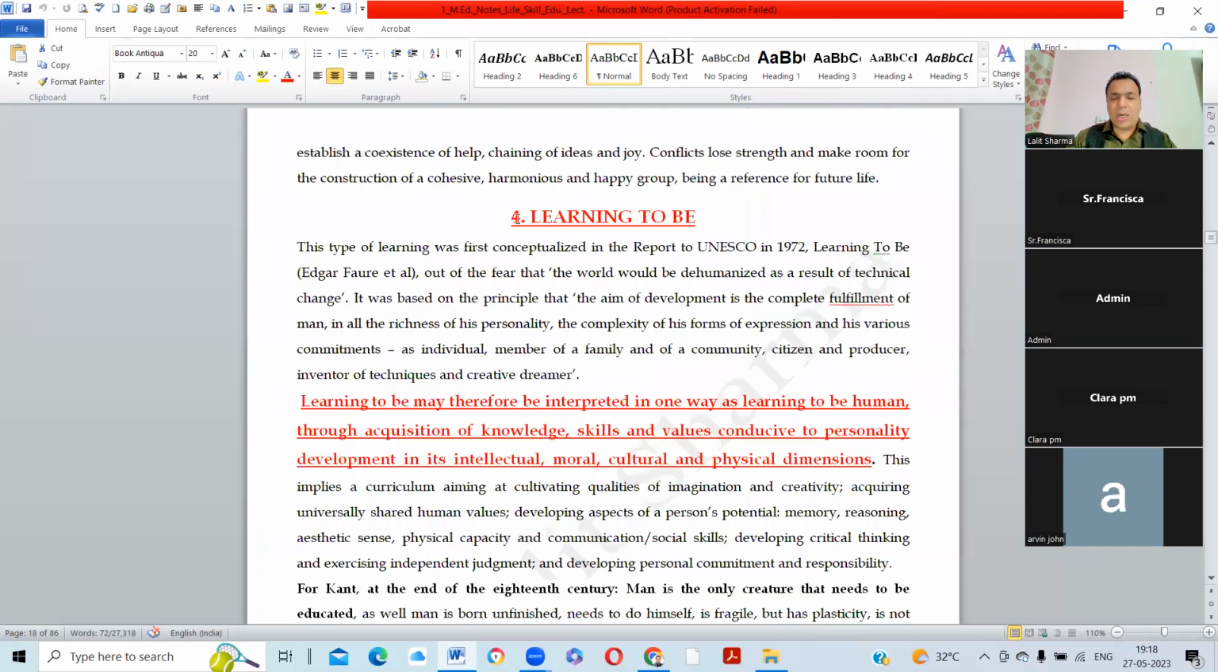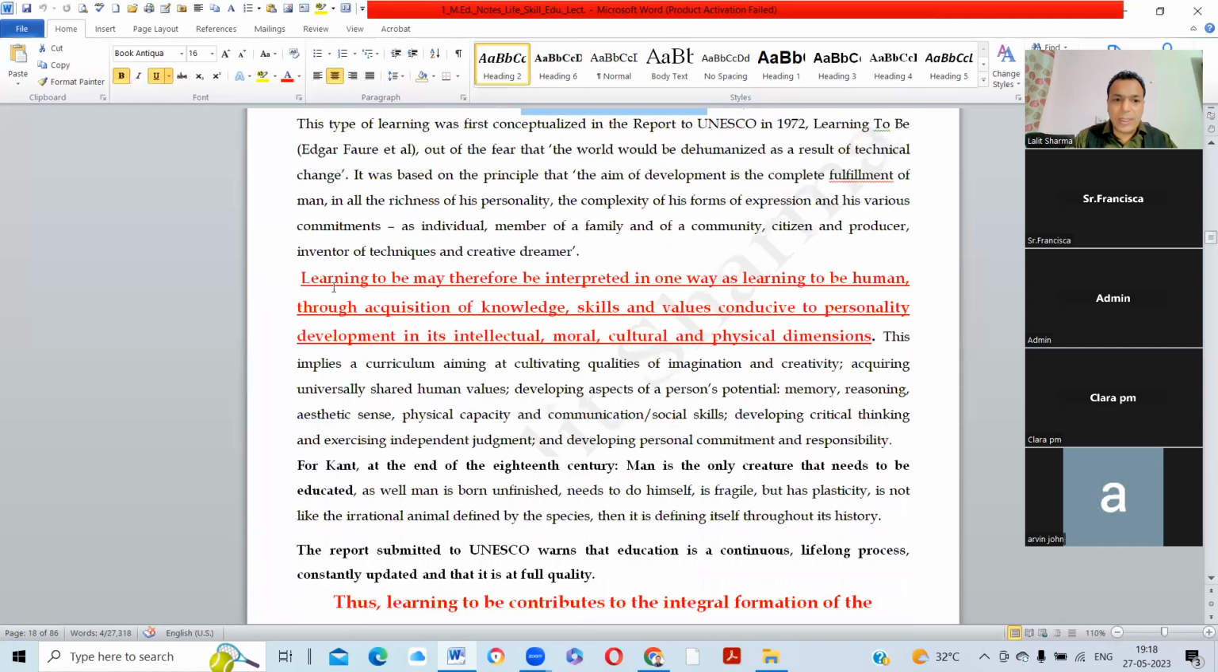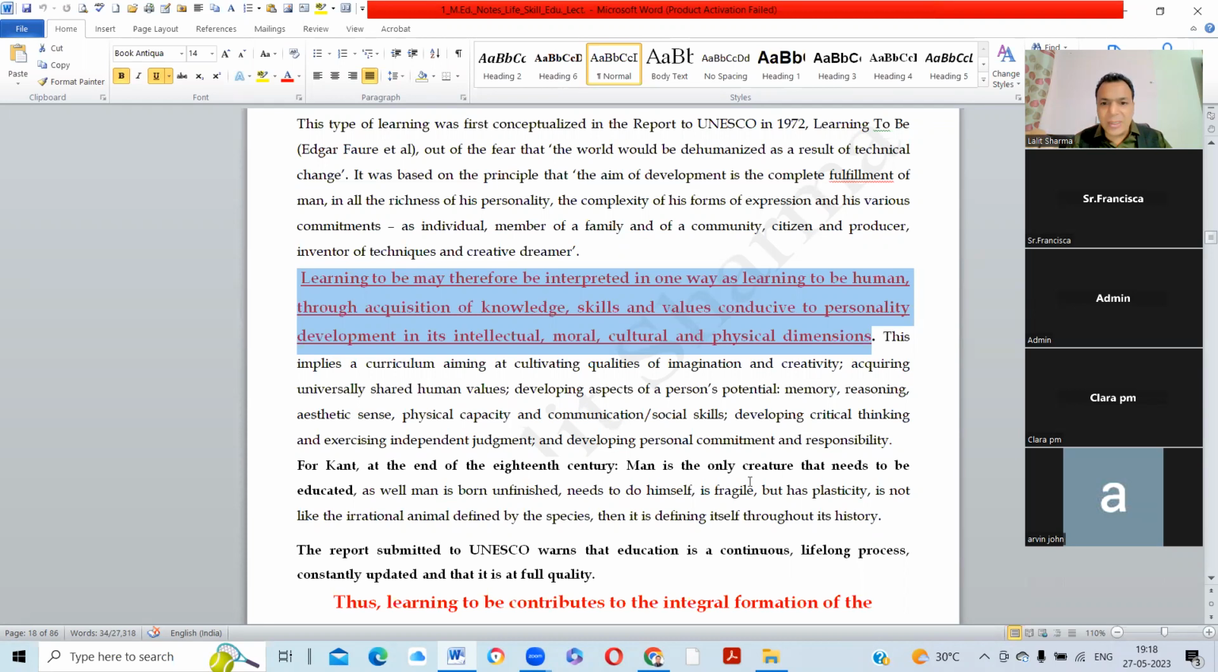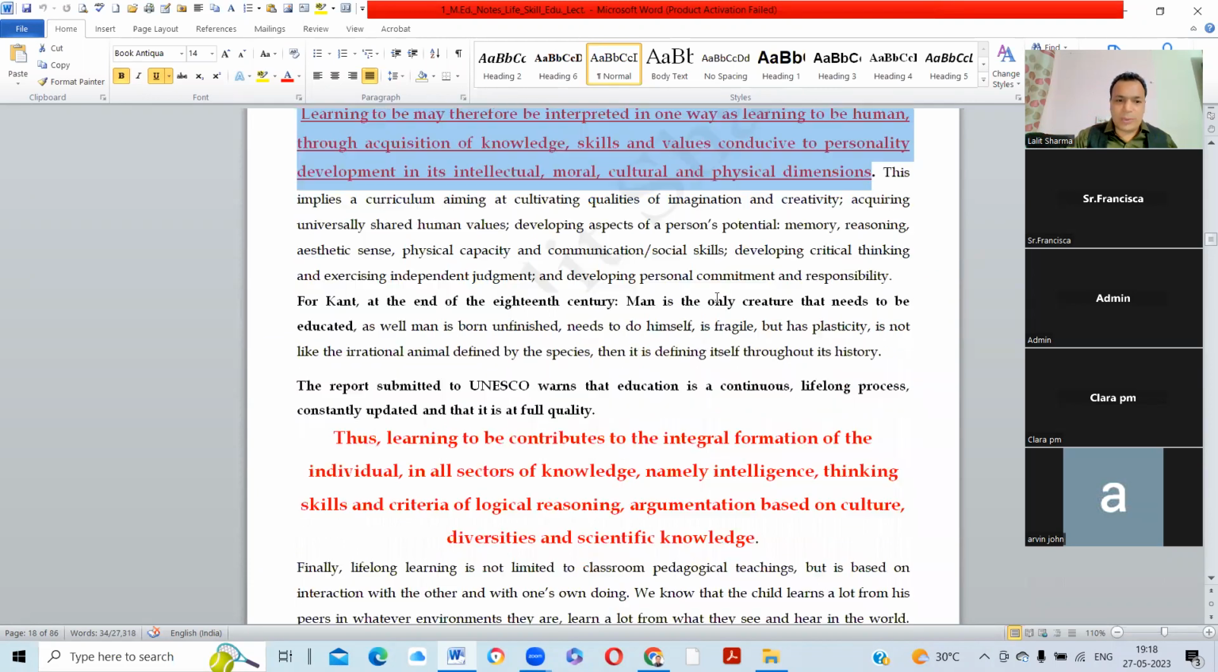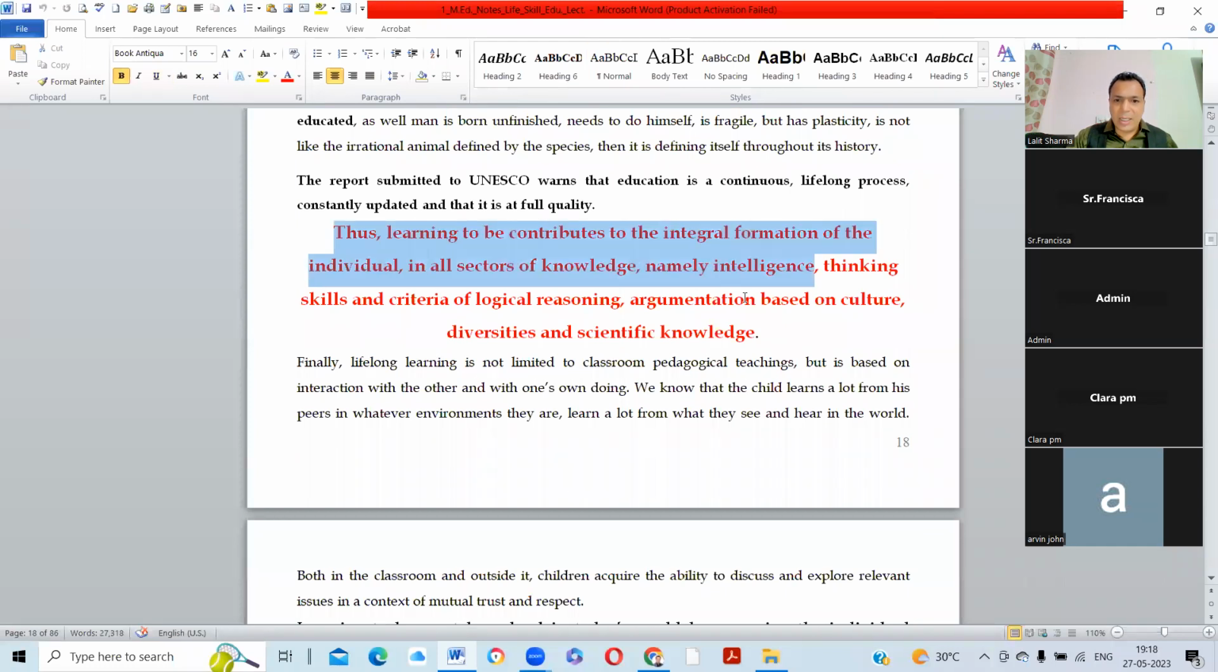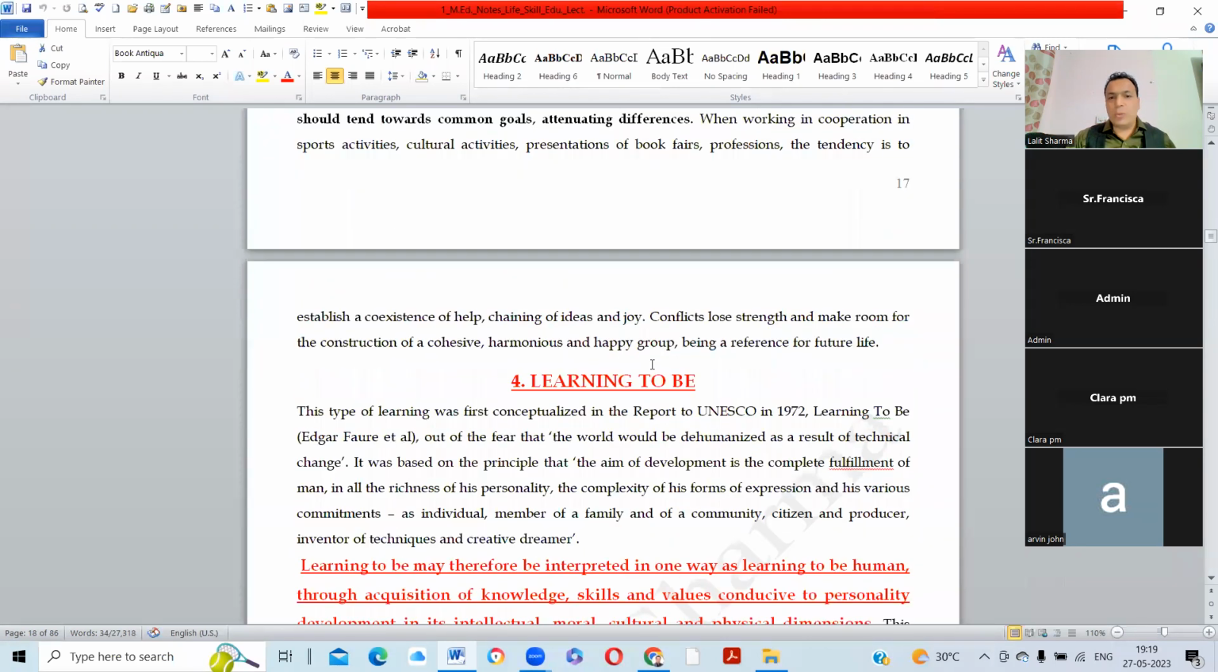And the fourth pillar is learning to be. What is the meaning of learning to be? Learning to be can be interpreted in one way as learning to be human through acquisition of knowledge, skills and values conducive to personality development in its intellectual, moral, cultural and physical dimensions. Right? Thus, learning to be contributes to the integral formation of an individual in all sectors of knowledge, namely intelligence, thinking skills, criteria of logical reasoning, and argumentation based on cultural diversity and scientific knowledge. Learning to be. Okay.